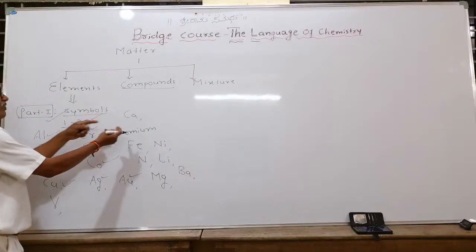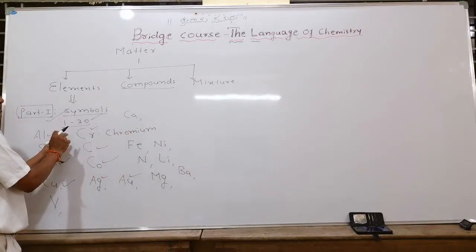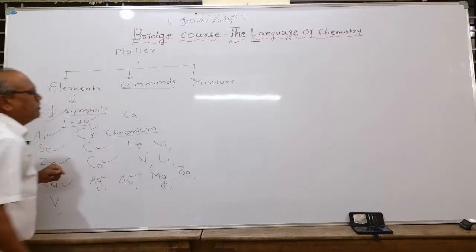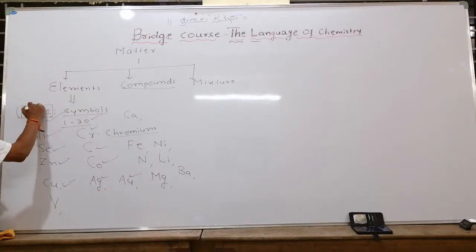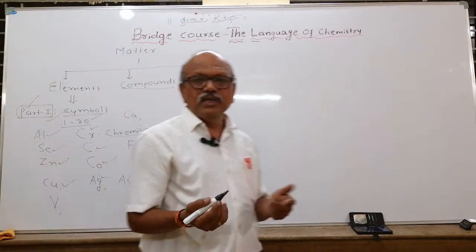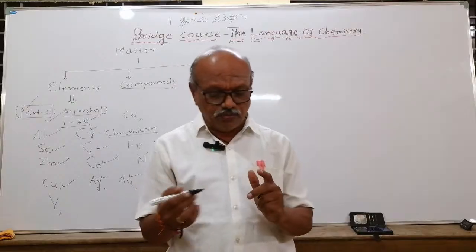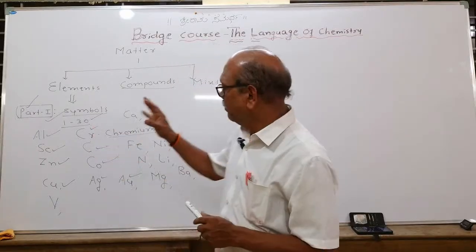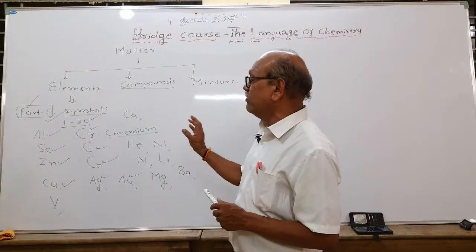Given the name of an element, you must be in a position to write the symbol. Given the symbol, you must be in a position to write the correct name of it. This is the first part. These are alphabets in chemistry. They are available in a periodic table. First you make it perfect. First step, first part, alphabets in chemistry is making these symbols correct, and method of writing.